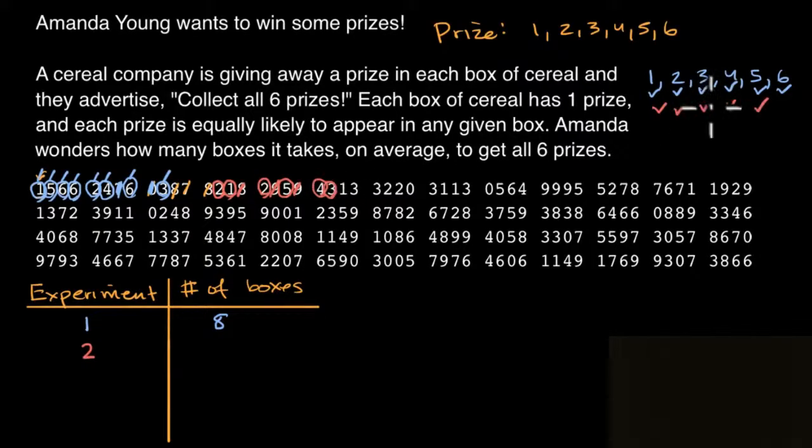3, haven't gotten that prize yet in this experiment. 1, we already got that prize. 3, we already got that prize. 3, already got that prize. 2, already got those prizes. 0, we already got all of these prizes over here. We can ignore the 0. And finally, we get prize number 6.